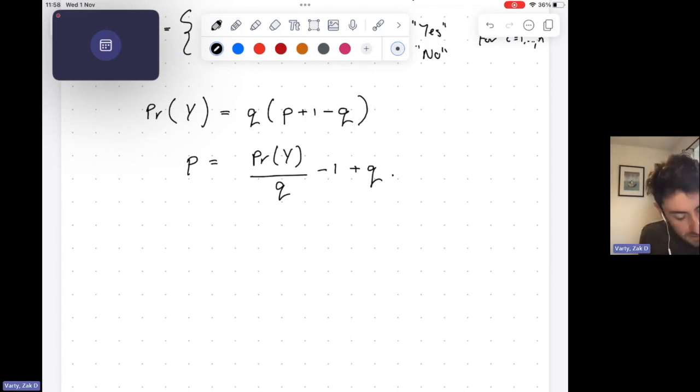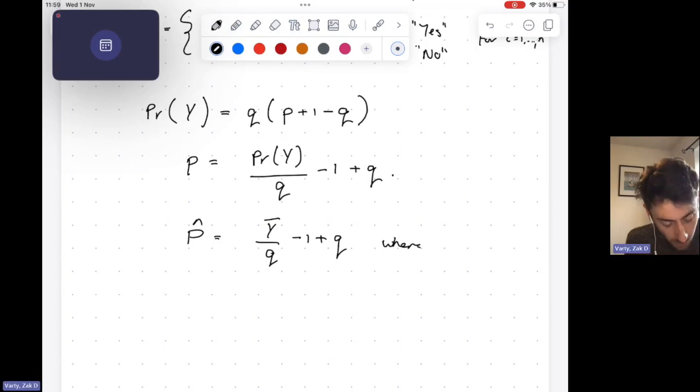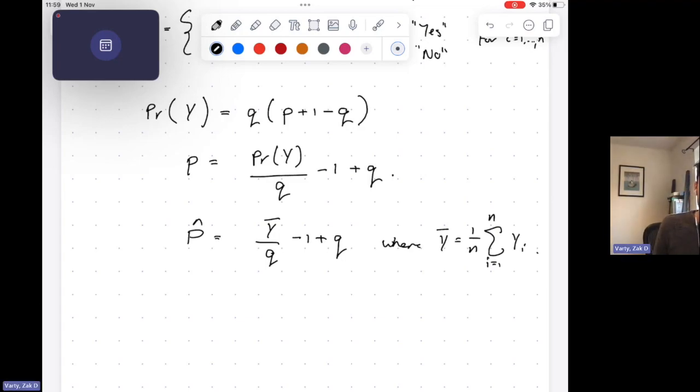And if we want to turn this into an estimate, we then say our estimator of p, so capital P hat, is going to be the sample mean of our yes responses divided by q, minus 1 plus q. So just doing a direct substitution in here, where y bar is 1 over n times the sum from i is 1 to n of each of our responses. Okay, and this gives us our method of moments estimator, capital P hat.